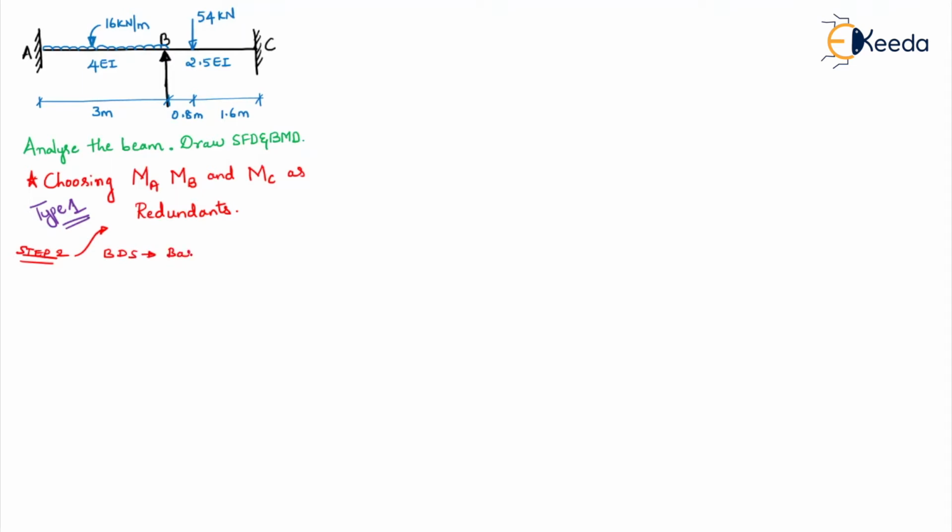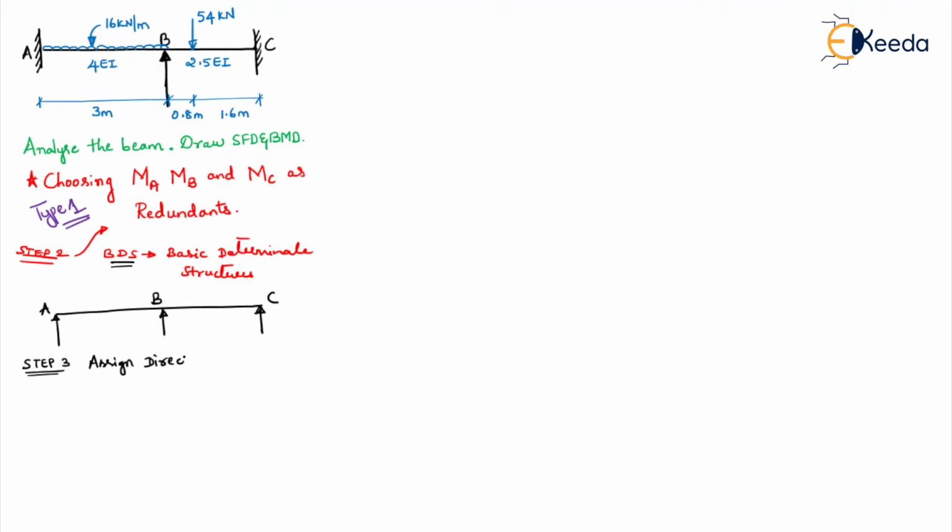BDS is called the basic determinate structure. How will your basic determinate structure look? This becomes fixed, simple support, and simple, A, B and C. So this is your basic determinate structure. Once you're done with the basic determinate structure, you have to assign directions to your redundants.